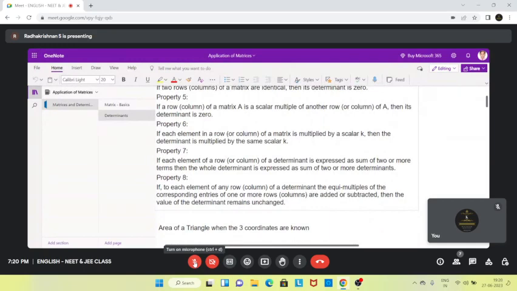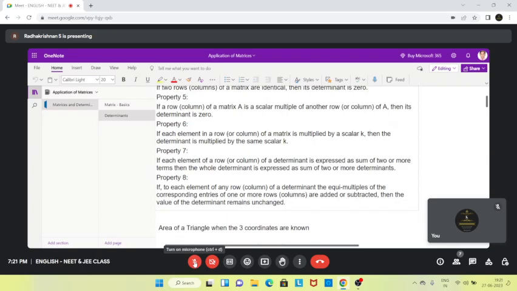Another important property is if each element in a row is multiplied by a scalar k, then the determinant is multiplied by the same scalar k. Please note this. If each element in one row of a matrix is multiplied by a scalar, then the determinant value gets multiplied by k.